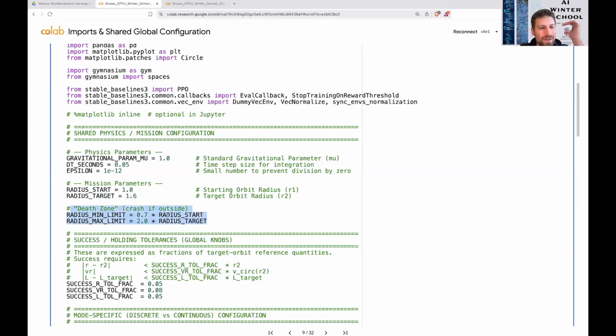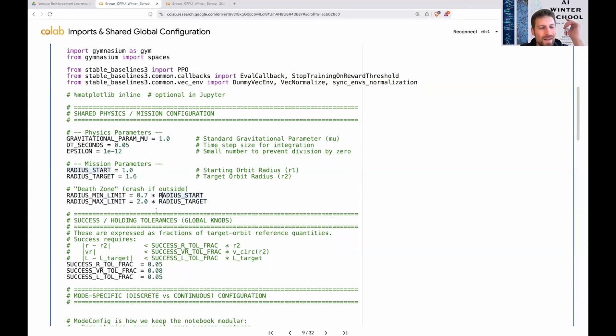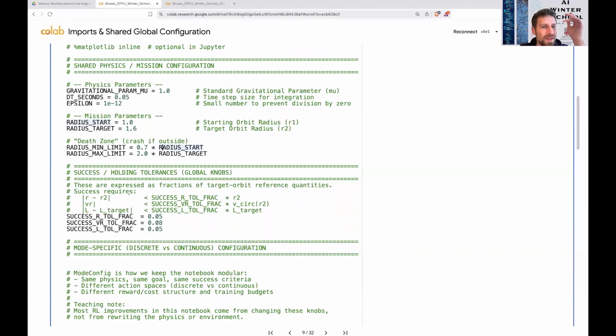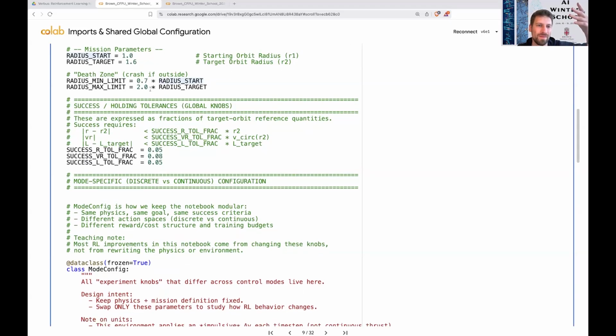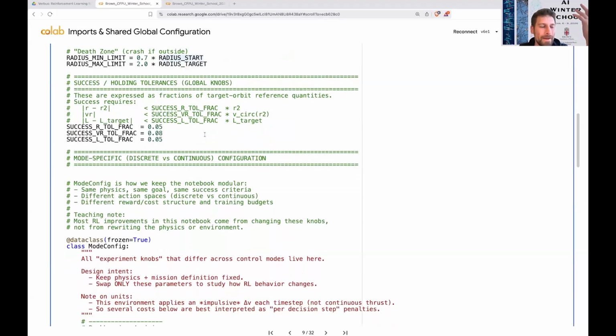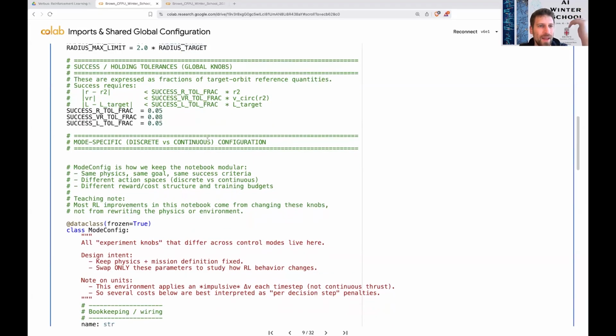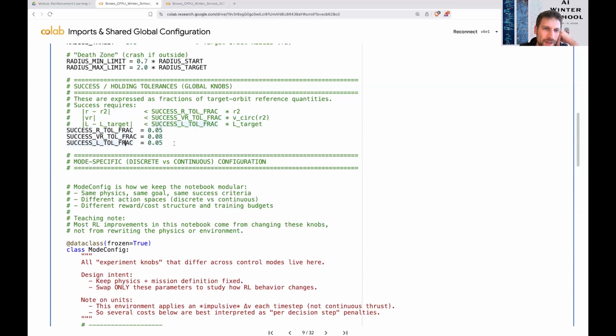These global parameters are for crashing. Basically, if you go below 0.7 of your starting radius, or more than 2 times the target radius, we should count that as a crash and penalize it heavily. And then we have some global knobs here for our tolerances.